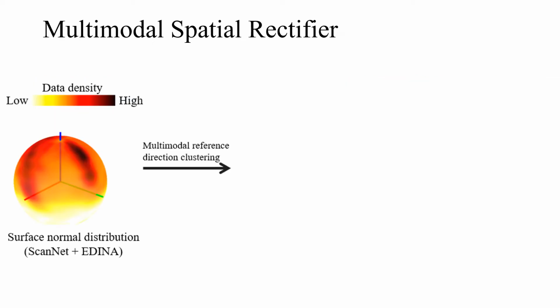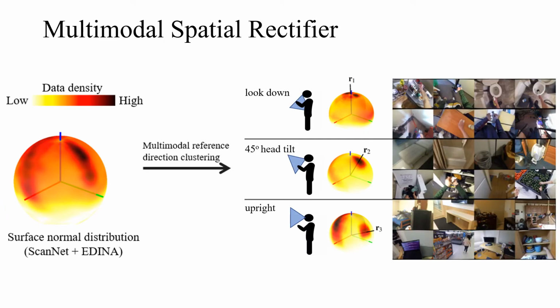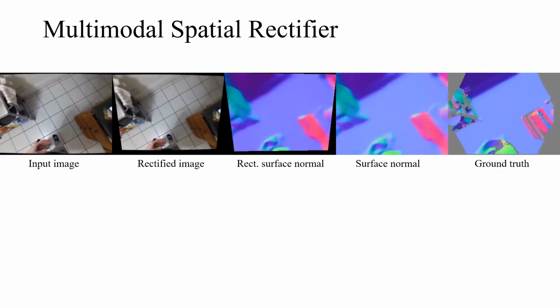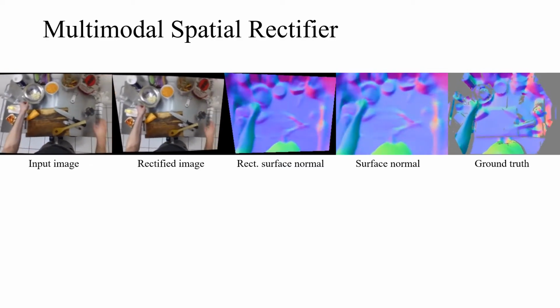We present a simple yet effective method called a multimodal spatial rectifier, a generalized gravity alignment to multiple possible directions of alignment. In particular, we decompose the surface normal distribution into multiple modes, where each mode represents a surface normal distribution of images captured from similar camera poses. This allows learning a coherent representation of egocentric images while minimizing the impact of perspective warping. As a result, our multimodal spatial rectifier produces a remarkable performance compared to the unimodal spatial rectifier.